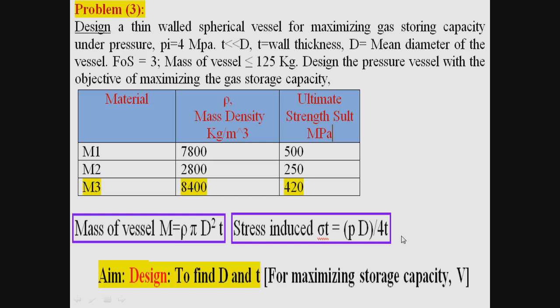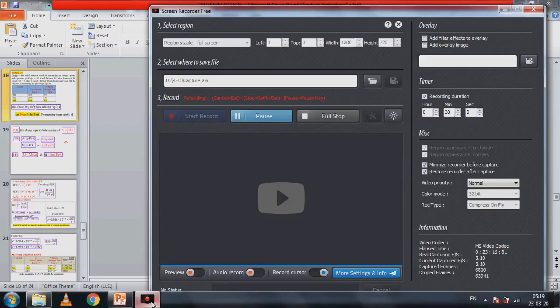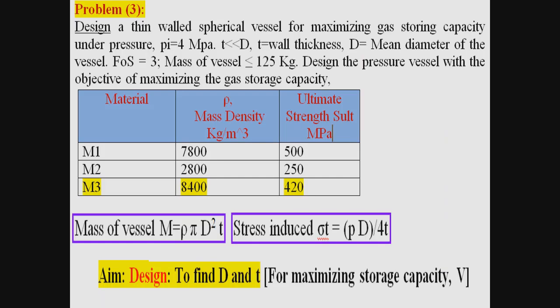Okay, next let us see problem number 3. Design a thin wall spherical vessel for maximizing the gas storing capacity under pressure Pi equal to 4 megapascal. That is, Pi is the internal pressure, the design pressure, equal to 4 megapascal, and the thickness is very much less than the diameter.